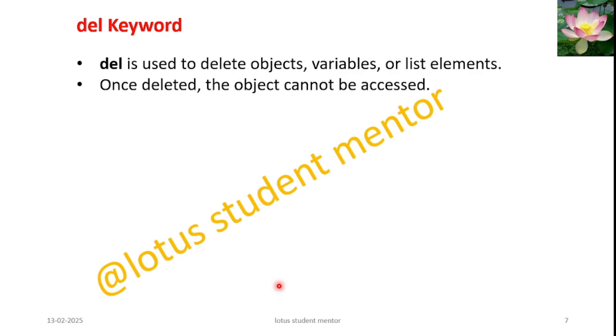It is very important. Generally in Word, if you delete, it will be saved in the recycle bin. Or if you shift-delete in Word, it will be permanently deleted. Whereas in Python, once it is deleted, the object can't be accessed. That means the object will be permanently deleted.